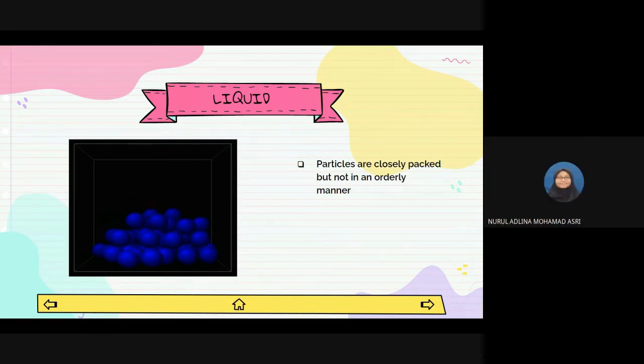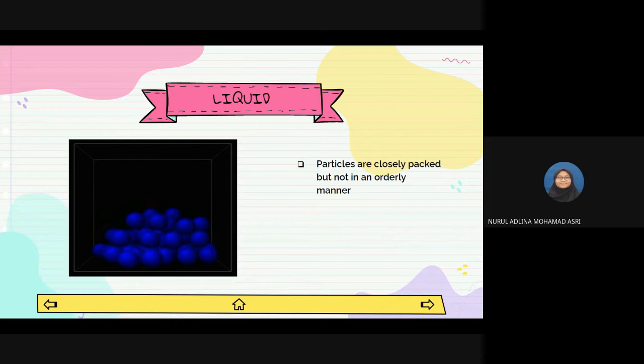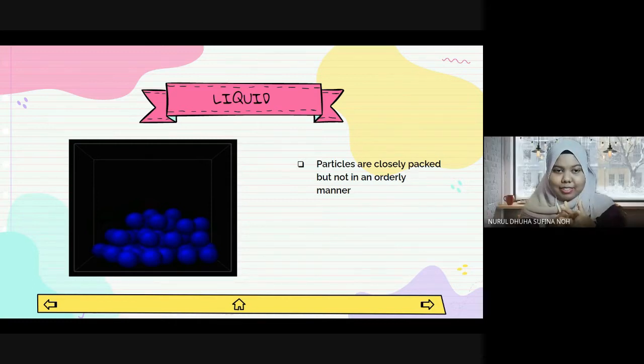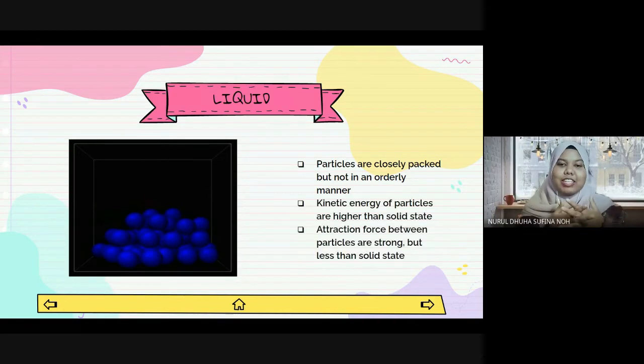Yes, teacher. Can you guess what happened to the kinetic energy of particles in the liquid state? The kinetic energy is high. Why? Because it has space to move. Yes, correct. The kinetic energy of particles is higher than in the solid state. Why? Because it has more space to move compared to the solid state.